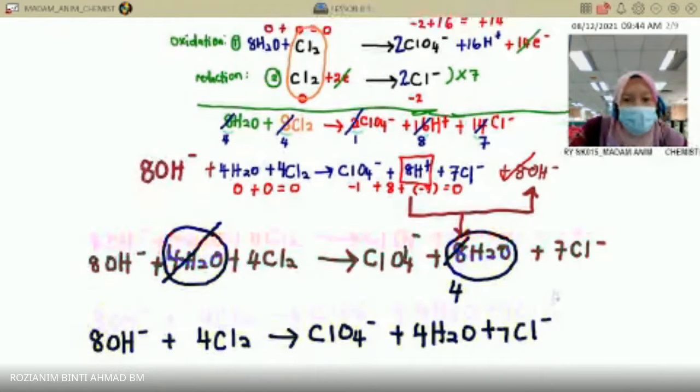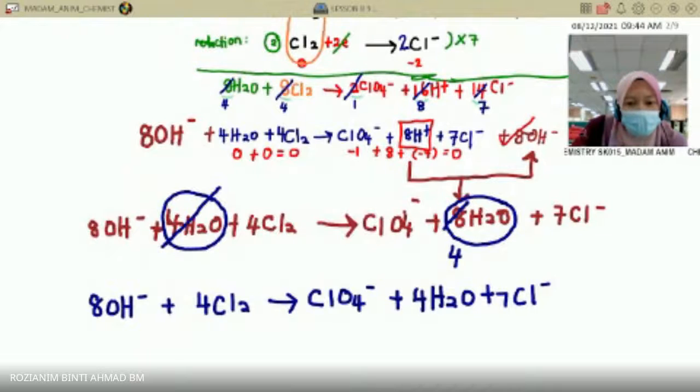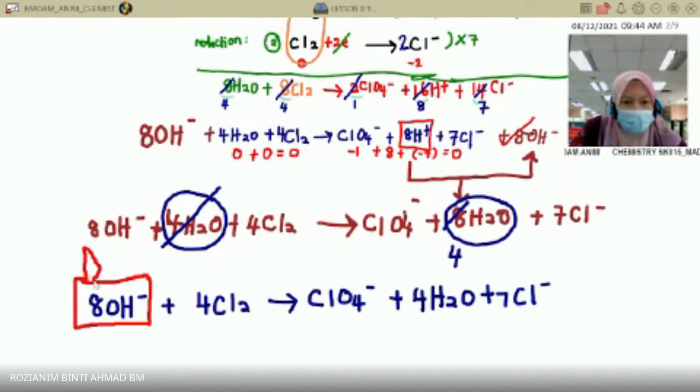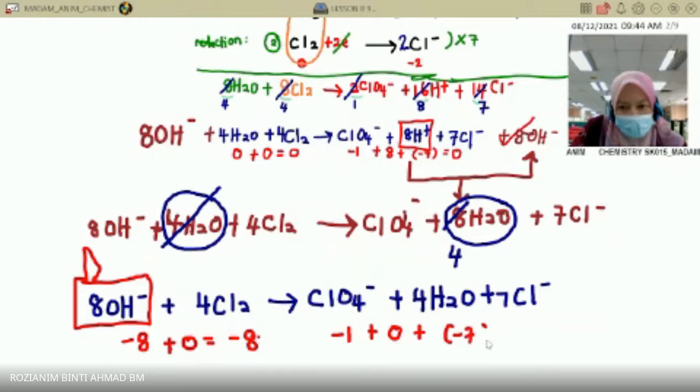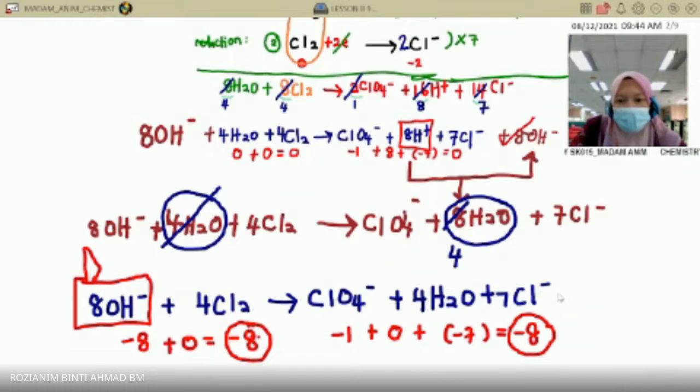Nak make sure ini sebagai equation jenis apa. Kita check species. What is the ion present at the end of the equation? Kita ada ion ini. So proof lah dia adalah basic equation and kita kena check charge. So negative 8 plus 0 equal to negative 8 left hand side. Right hand side negative 1 plus 0 plus negative 7. So this right hand side will become negative 8. So when we check, the charge for both sides are same. So what is the meaning? The equation is correct in the basic medium.